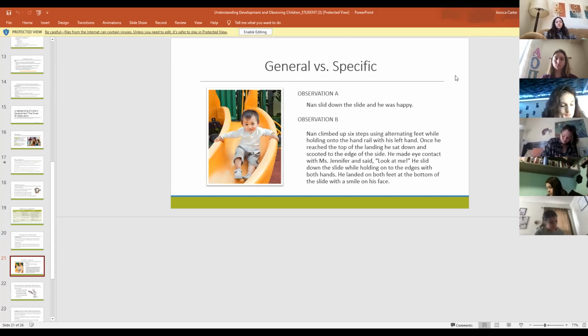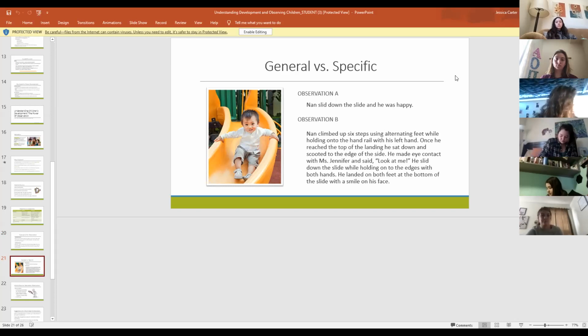Observation B reads like this: Nan climbed up 6 steps using alternating feet while holding onto the handrail with his left hand. Once he reached the top of the landing, he sat down and scooted to the edge of the slide. He made eye contact with Miss Jennifer and said, "Look at me." He slid down the slide while holding on to the edges with both hands. He landed on both feet at the bottom of the slide with a smile on his face. You can clearly see the difference between those two, right?